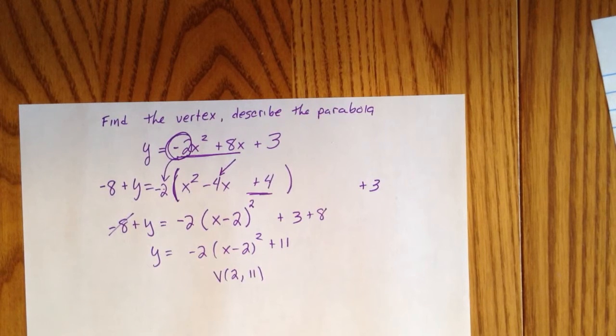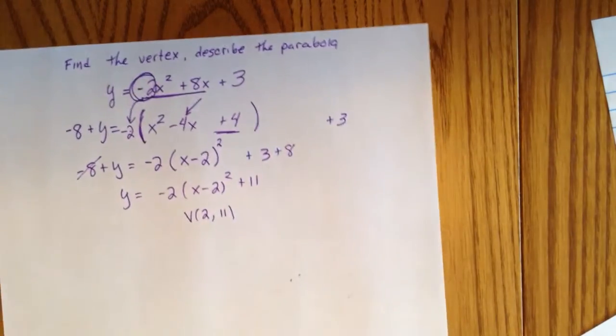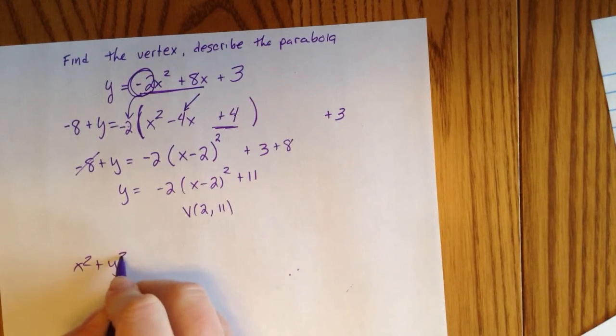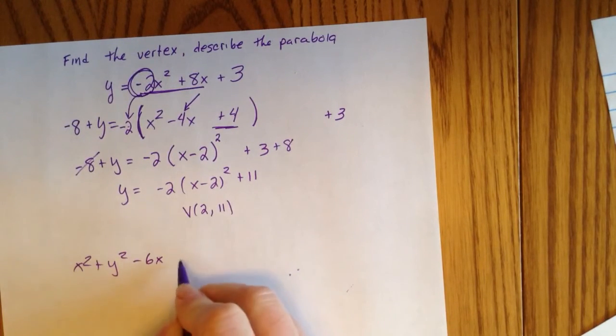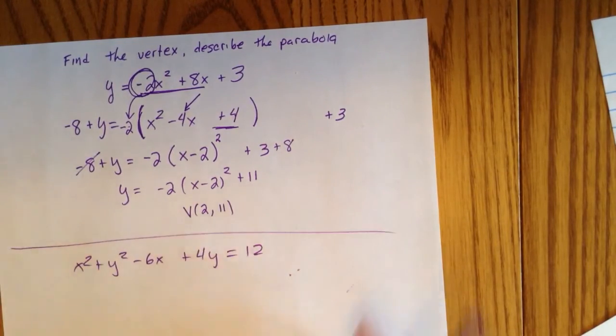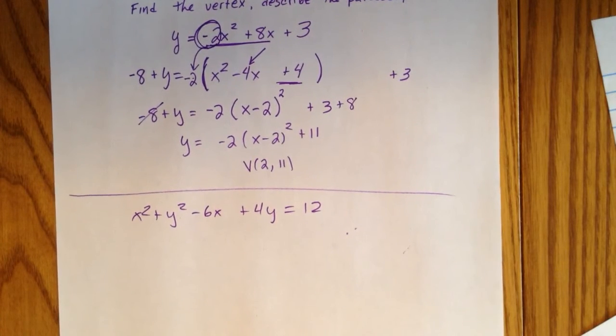All right, real quickly here, people. We're going to do the same thing with a circle. Quick like a bunny. All right, so the equation of our circle that we're going to be looking at is x squared plus y squared minus 6x plus 4y equals 12. And we want to write that in its standard form.